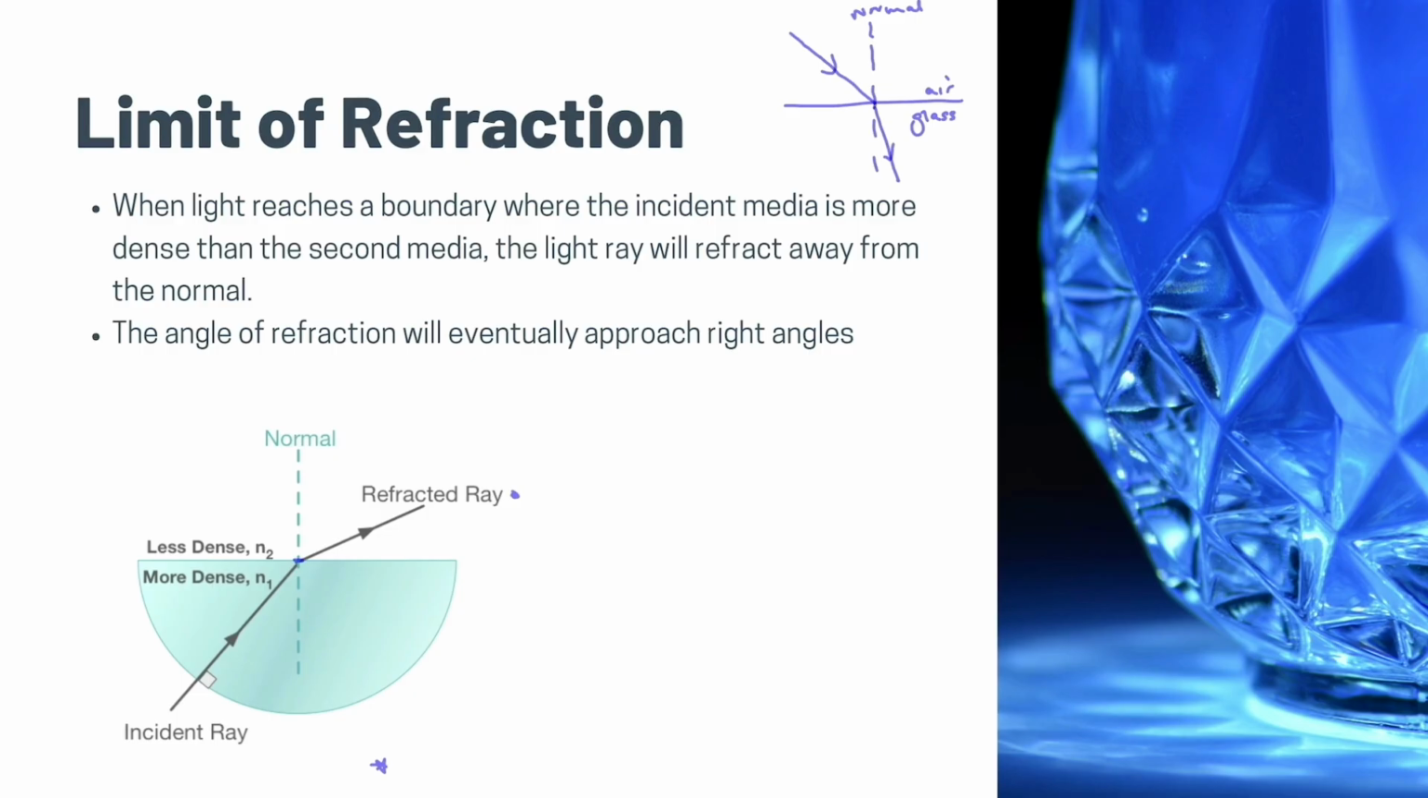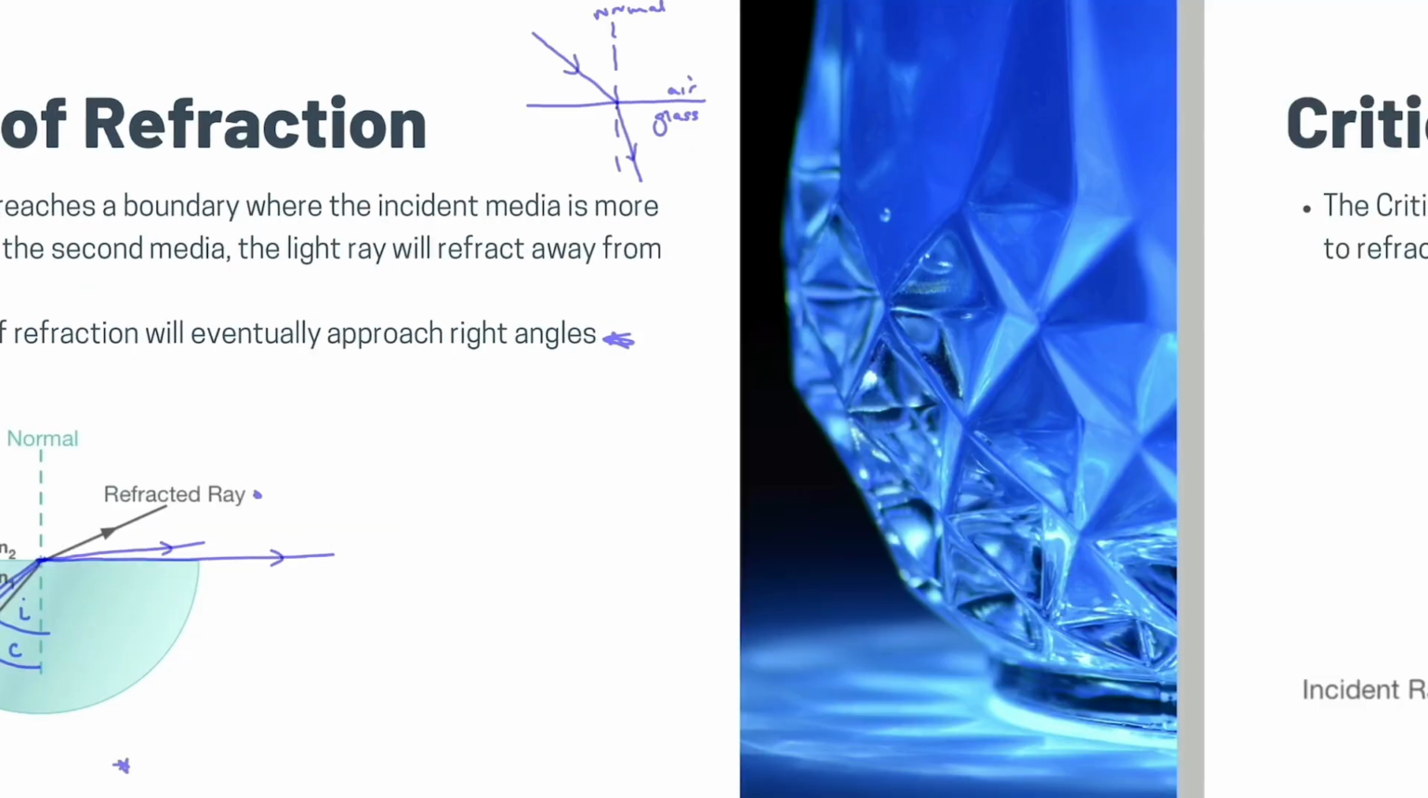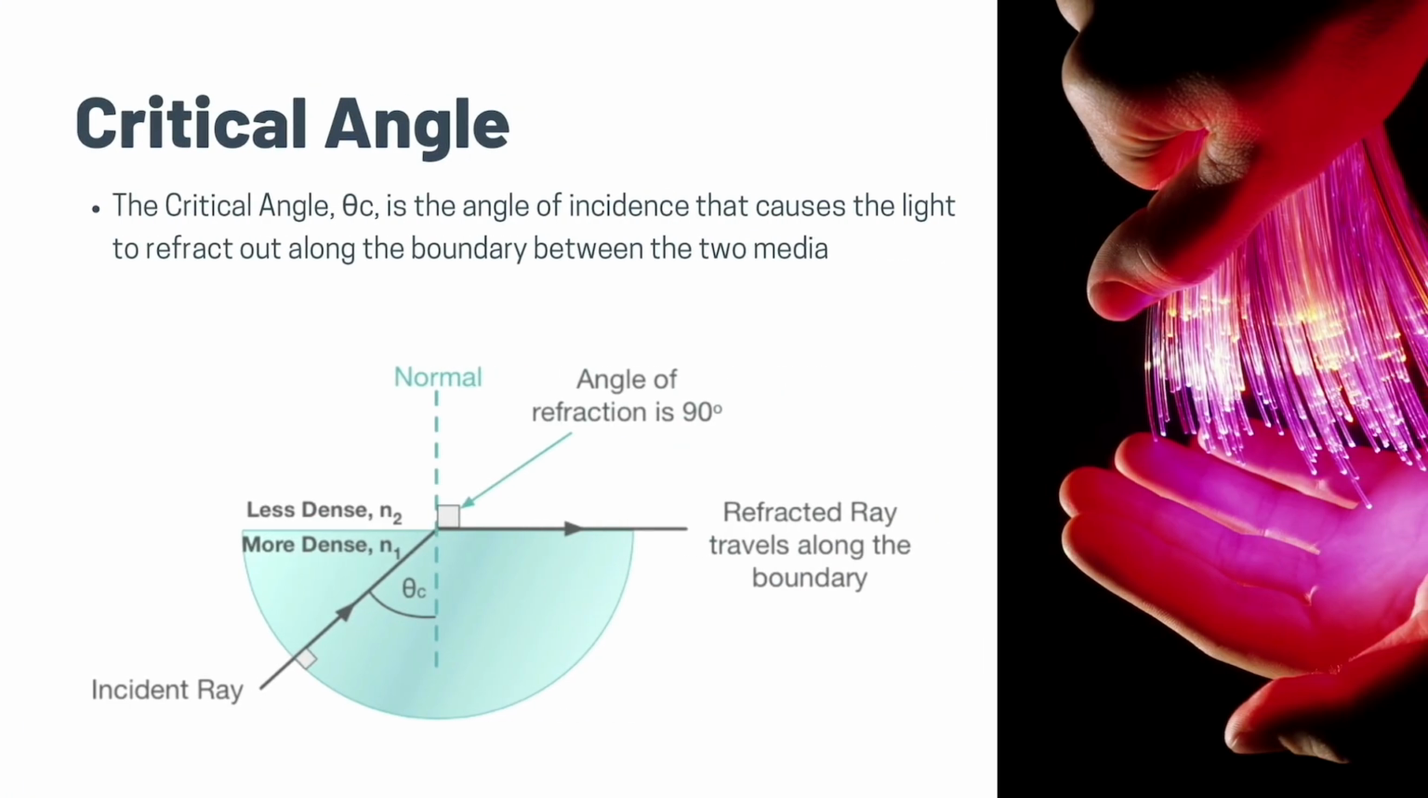But let's say we have our incident ray a bit wider. So this incident angle is a bit wider. It's going to get closer to this boundary, isn't it? And eventually you're going to get to a stage where the incident angle, and we'll label this C, causes light to refract and bend along the boundary between the two media. And that's what I mean when I say the angle of refraction will eventually approach right angles. So at this stage here, we call that the critical angle.